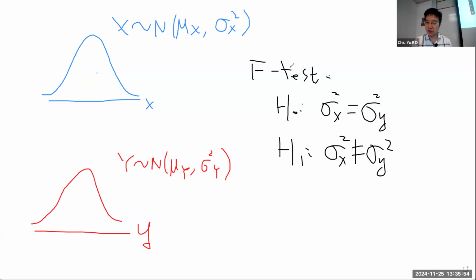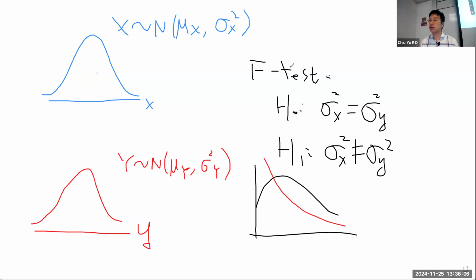In general, the F distribution looks like this. Sometimes it looks like this, sometimes like this. It can be upward sloping or downward sloping. Two tail means that you will check both ends. This is 0, and this is the PDF of the F. And the F test statistic would be the following.